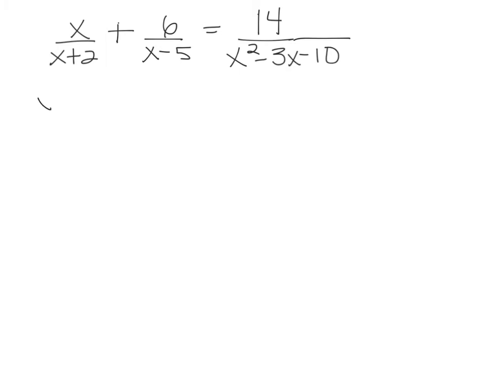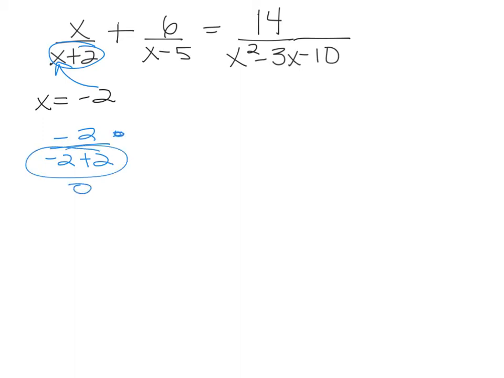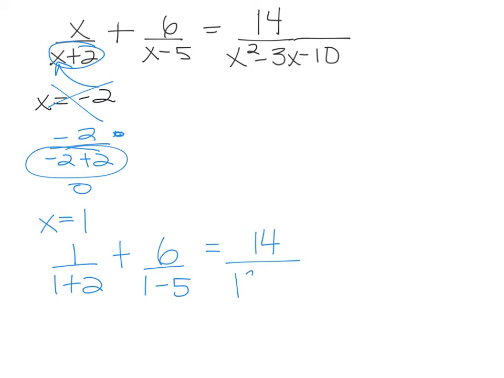Alright, so the first solution I'm going to check is negative 2, and I can already see that this solution is extraneous because when I plug negative 2 in for the first fraction, I get negative 2 over negative 2 plus 2, which then gives me a 0 in the denominator. So I already know that negative 2 is an extraneous solution, and I can move on to checking positive 1. So if I check positive 1, I get 1 over 1 plus 2 plus 6 over 1 minus 5 equals 14 over 1 squared minus 3 times 1 minus 10.